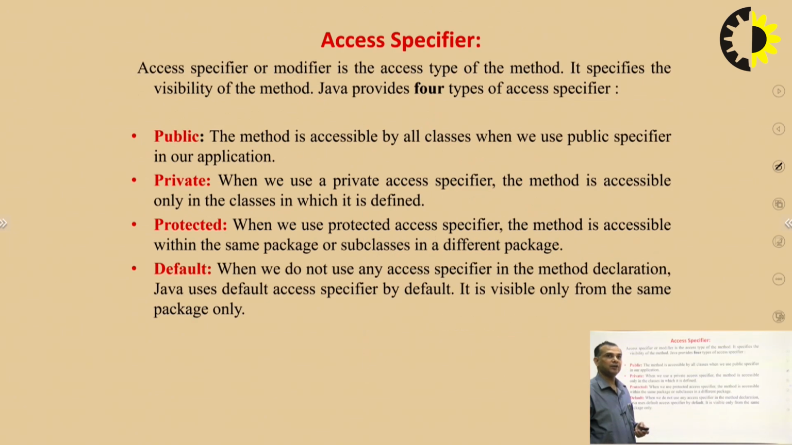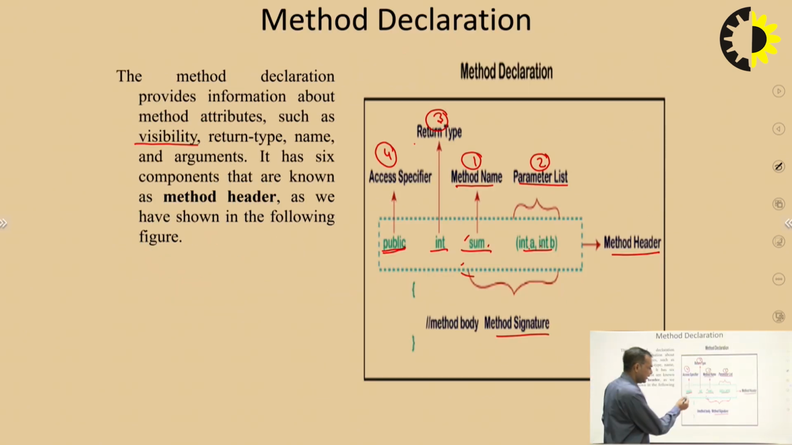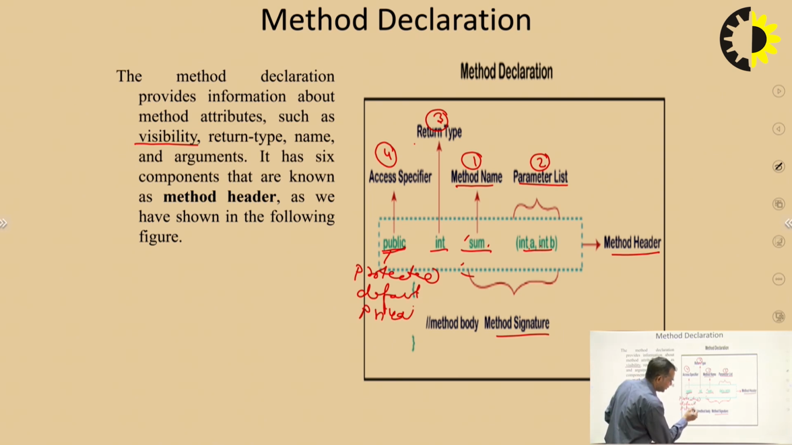There are 4 types of access specifier. Number 1 is public, second is private, third is protected, fourth is default. Which means that here we may define public, protected, default, or private. So there are 4 types of access specifier.